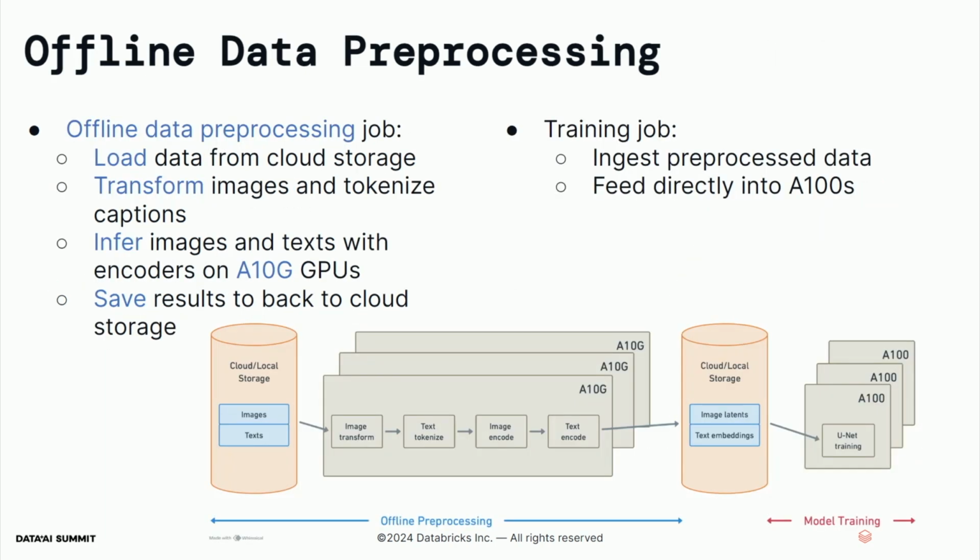A straightforward solution to avoid the data processing bottleneck is to decouple the data processing from the training. We can use an offline job to preprocess the data and save the data back to cloud storage. And then in the training job, we can directly ingest the data and feed it into the A100s. By decoupling them, we can make the A100s dedicated to model training.